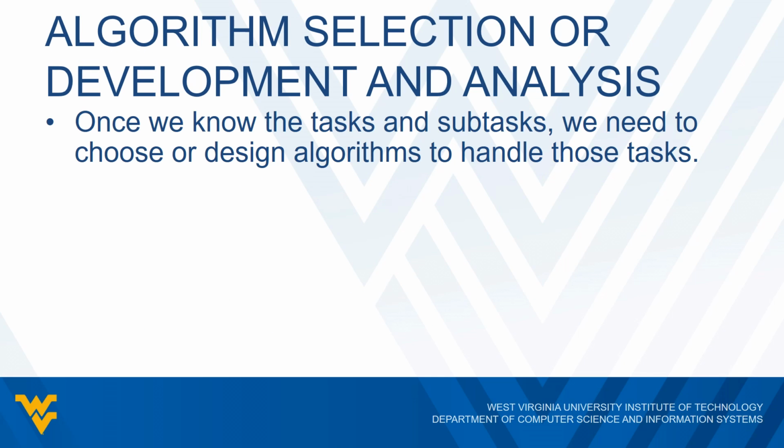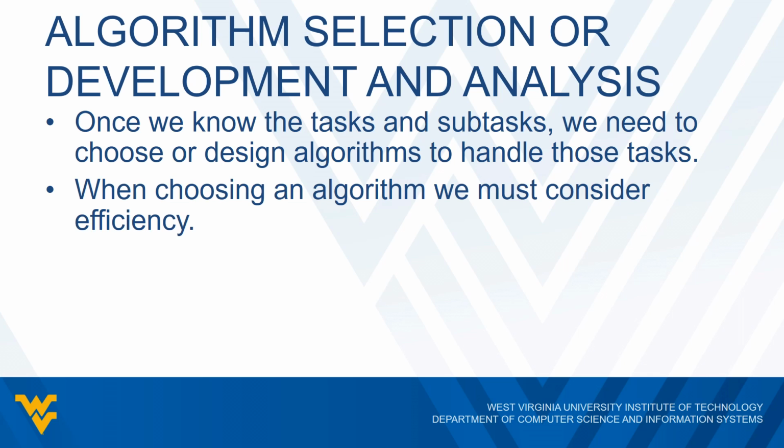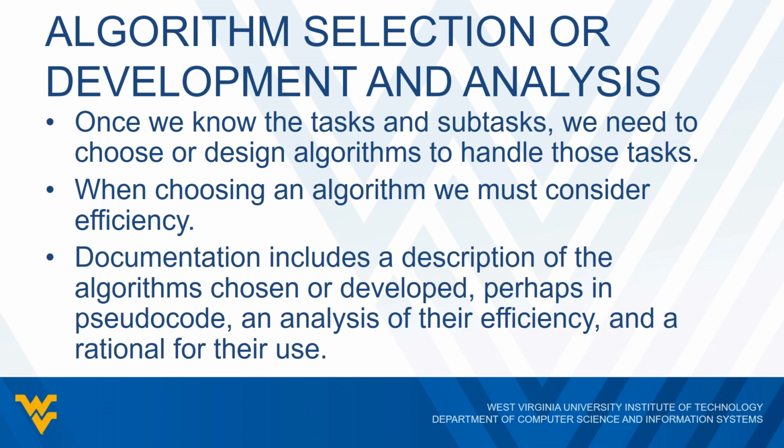Once the various tasks and subtasks have been identified, algorithms must be found to carry them out. Now, there could be several possible algorithms to solve a particular problem. If that is the case, if there is a choice, then it must be determined which is more suitable for that particular task, or perhaps which is more efficient. It may also be that an algorithm has to be developed from scratch. This too is a very creative process. So the documentation for this phase is going to include a description of the algorithms chosen or developed.